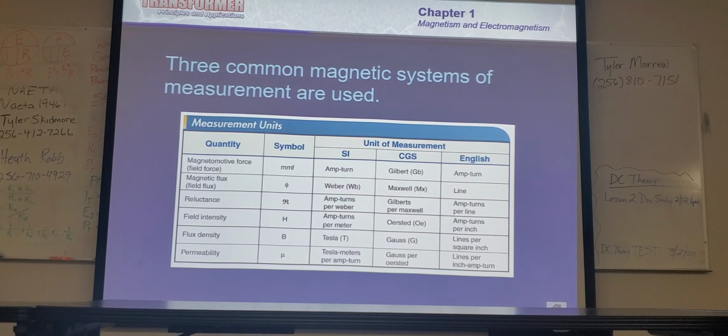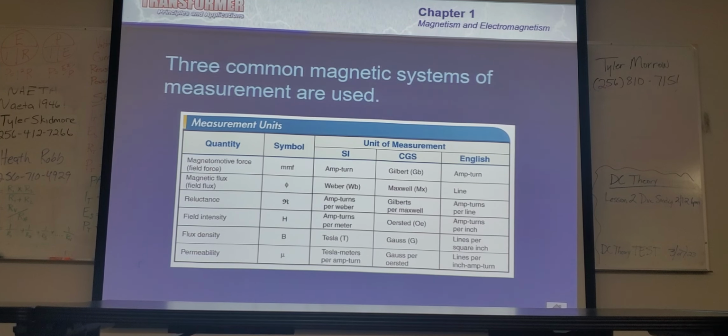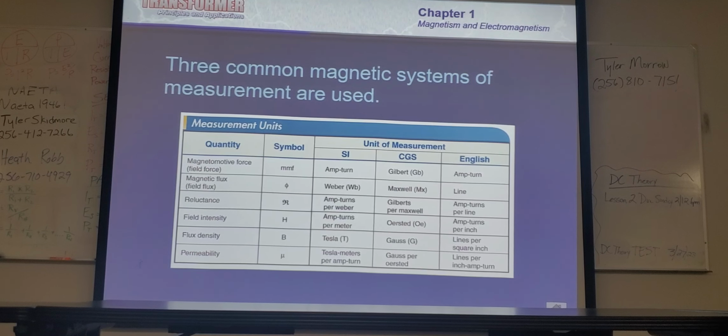Here are the different units of measurement for magnetic systems. It's all a bunch of weird stuff. Magnetomotive force is measured in amp turns, Gilberts, or amp turns again. Flux is measured in Webers, Maxwells, and lines. Reluctance is measured in amp turns per Weber, or Gilberts per Maxwell. Very ridiculous.